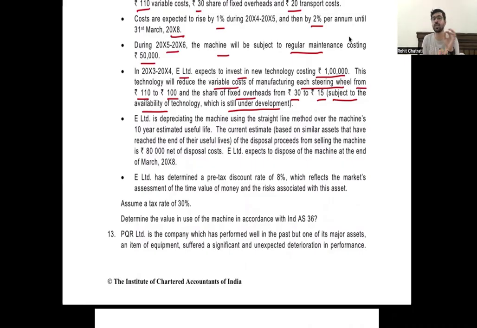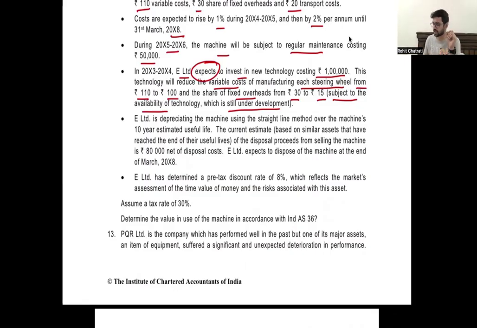In this question, it's only mentioned that the entity expects to invest, which means it's not obligated to; it is planning to invest in this technology. So this is an example of a capital expenditure which is planned but not yet committed to. Therefore, will we consider this as an outflow for VIU calculation? The answer is no. We are not going to consider this as an outflow for VIU calculation.